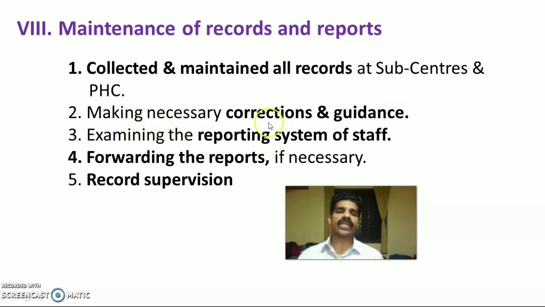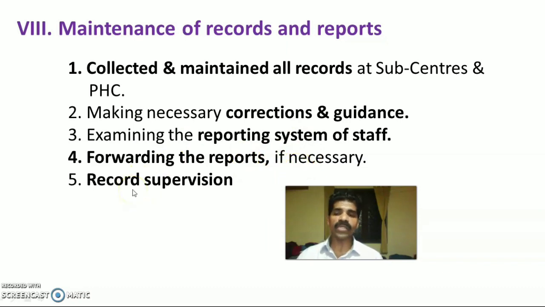Second is making necessary corrections in the records and reports maintained by the subordinates or health personnel, and giving proper guidance to them to maintain the records properly. Then, examining the reporting system of all the staff or subordinates. There are various reports in the health centers to be prepared and submitted by the health personnel. Then forwarding the reports, such as a monthly report, to the medical officer or other health authority if necessary.